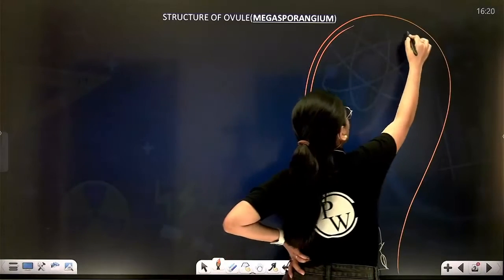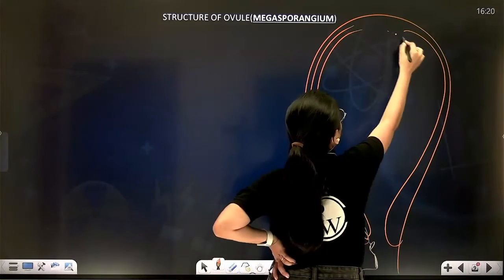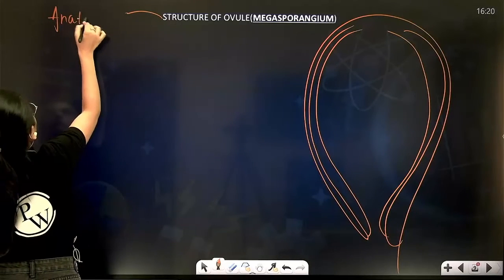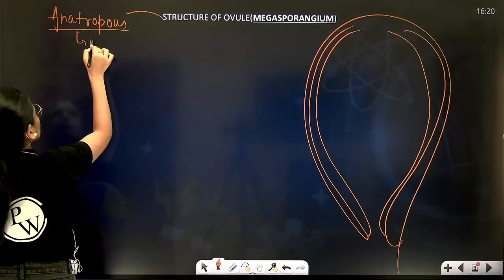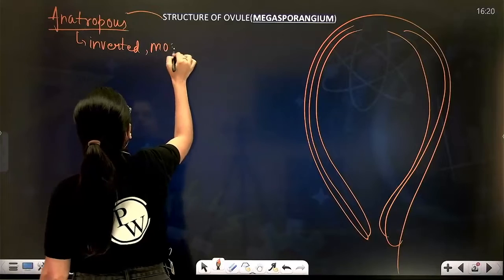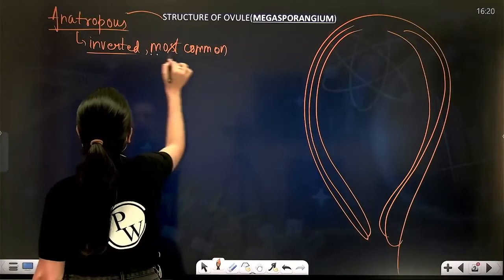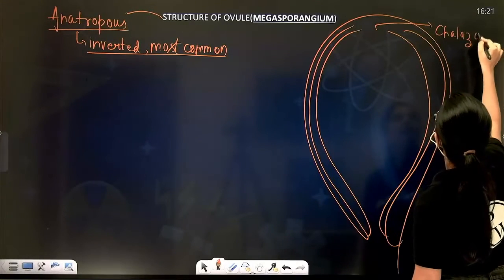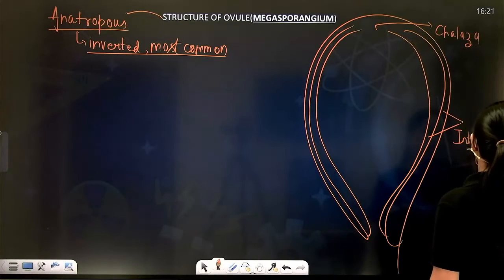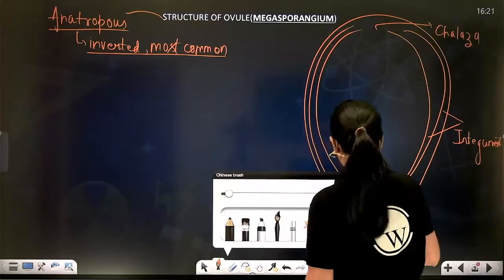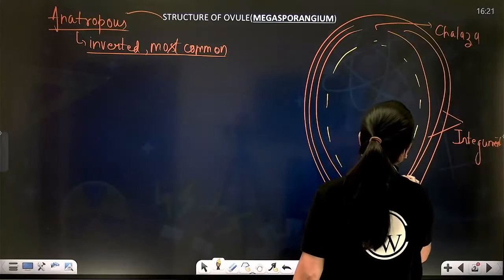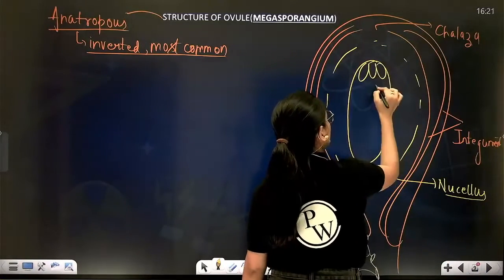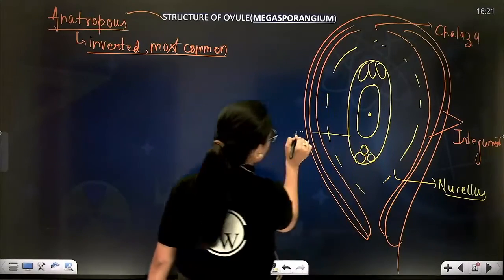So I am drawing the most common ovule, which is the inverted ovule, called anatropous ovule, right? First, let me draw this. Anatropous ovule is inverted and most common. 80% of the angiospermic families have this type of ovule. Correct? First, let me draw it and then I will explain to you. Till then, you can just wait and watch the diagram and try to recall your own information and see if ma'am is drawing it correctly or not. If you find any trouble, please wait.